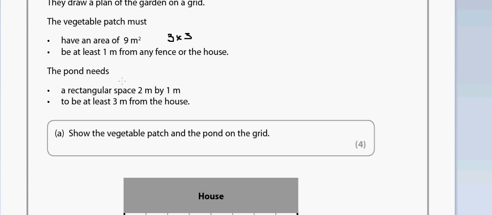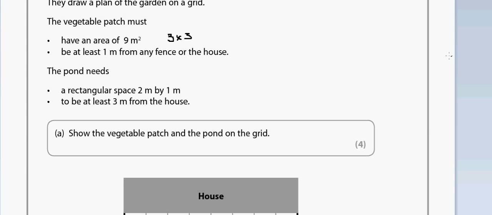So the pond is a rectangular space, and it actually tells the dimensions. It must be 2 meters by 1 meter. It can be okay near the fence, but it must be 3 meters from the house. So let's put the vegetable patch in. So it must be 1 meter from the fence, any fence or the house.